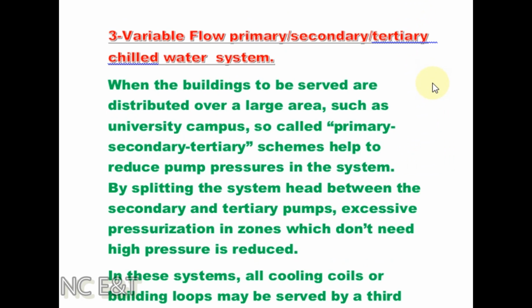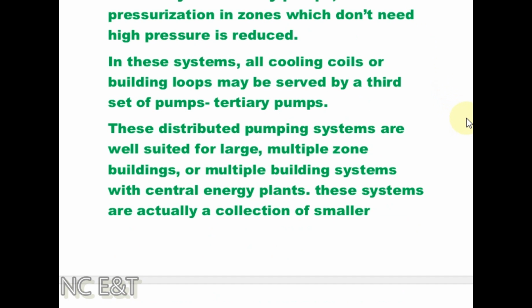Let us study what is variable flow primary, secondary and tertiary chillwater pumping system. When the buildings to be served are distributed over a large area such as a university campus, then the so-called primary, secondary and tertiary chillwater scheme helps to reduce pump pressure in the system. By splitting the system head between secondary and tertiary pumps, excessive pressurization in zones which don't need high pressure is reduced. In these systems, all cooling coils or building loops may be served by a third set of pumps. We call it the tertiary pump.